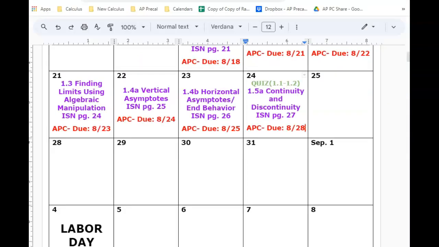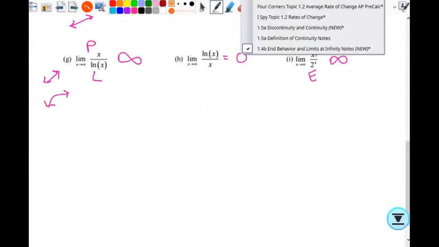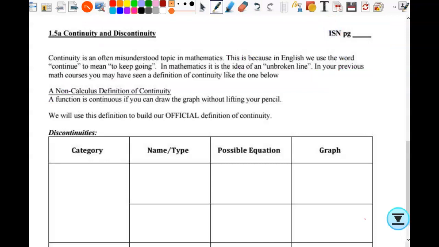All right, so grab what you have for today. Make sure I know what, 27. This is going on page 27 when we're done.